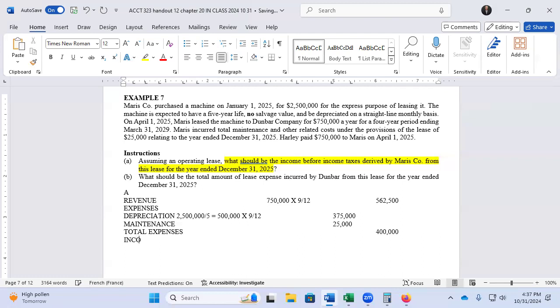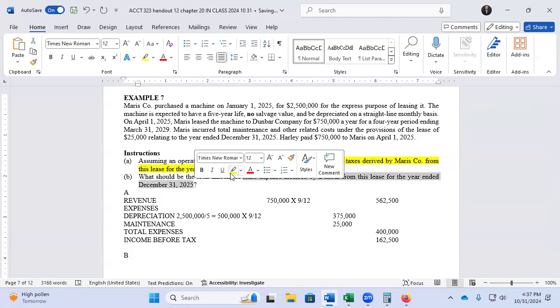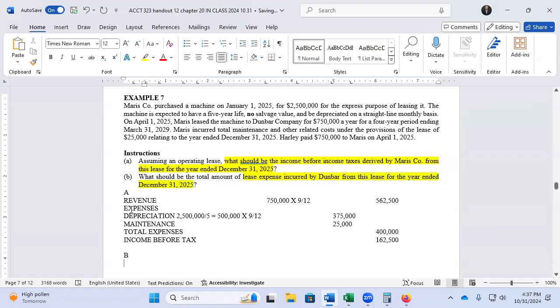And so the income before tax is 162,500. Part B says, what should be the total amount of lease expense incurred by Dunbar for the year ended December 31st, 2025? And so this is just the 750,000 multiplied by 9/12. And so that's 562,500.